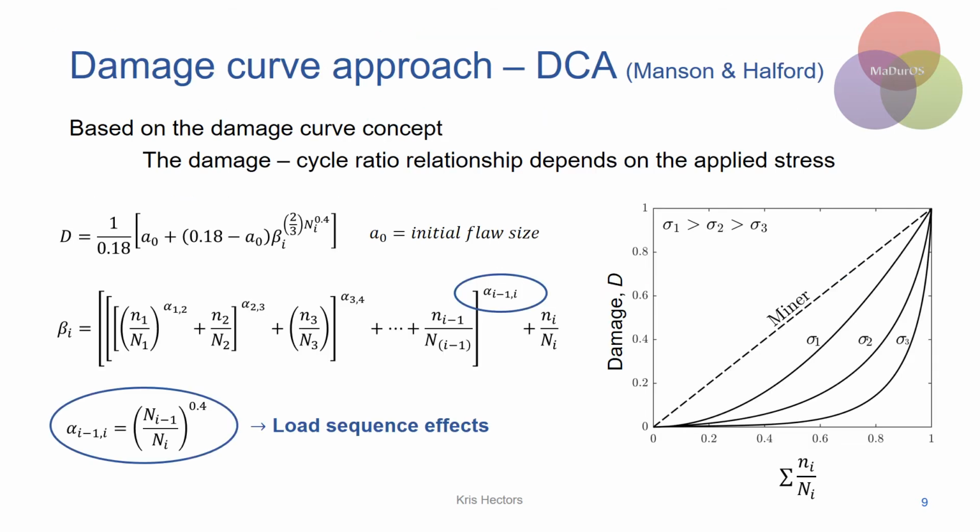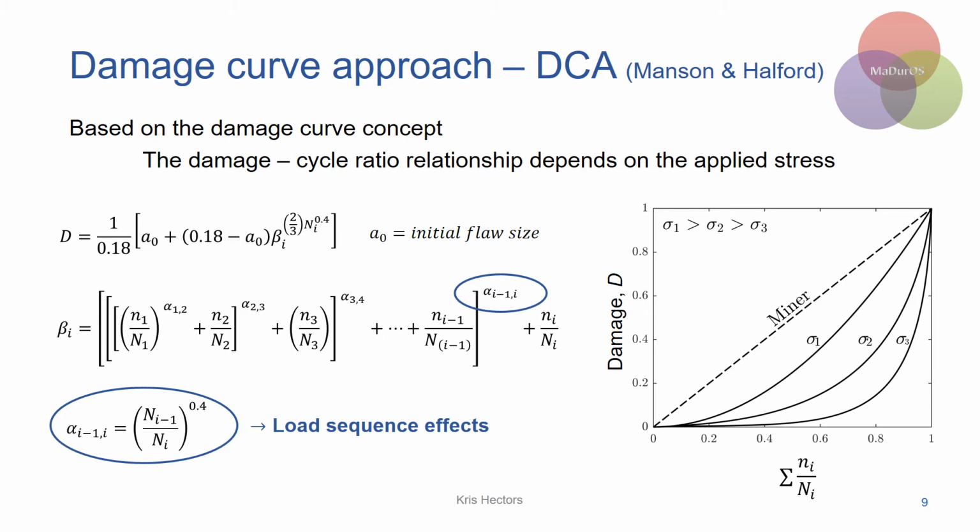The damage curve approach was the first true nonlinear damage model. Here the damage evolution depends on the stress level, as illustrated in the figure. The load sequence effects are accounted for by the alpha parameter. Here, the load sequence effects are always relative to the previously active load block and not to the first load block, as with the fatigue driving stress model. A possible issue of the damage curve approach is its dependency on the initial flaw size A0, which significantly affects the damage result.